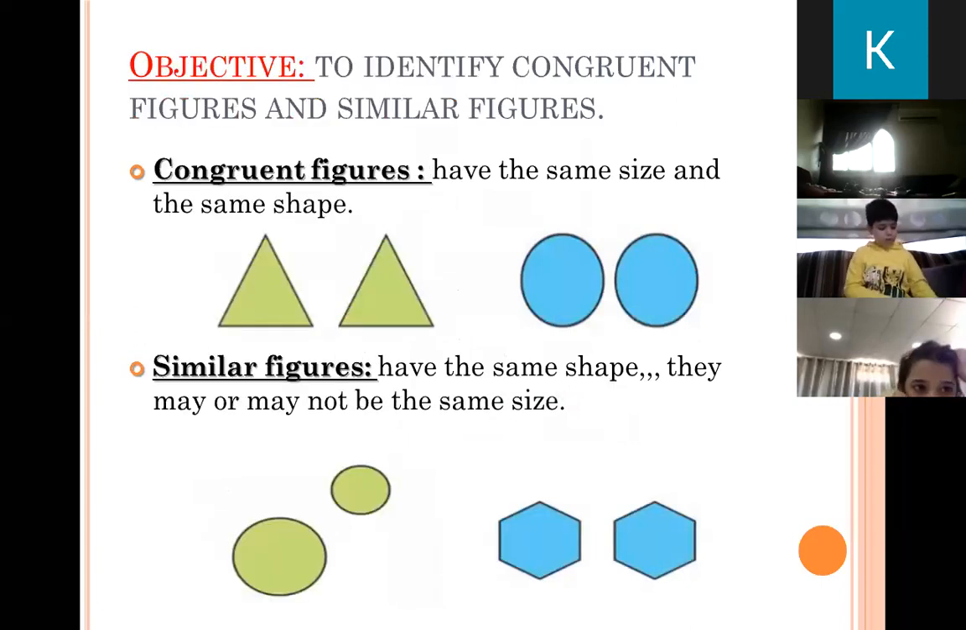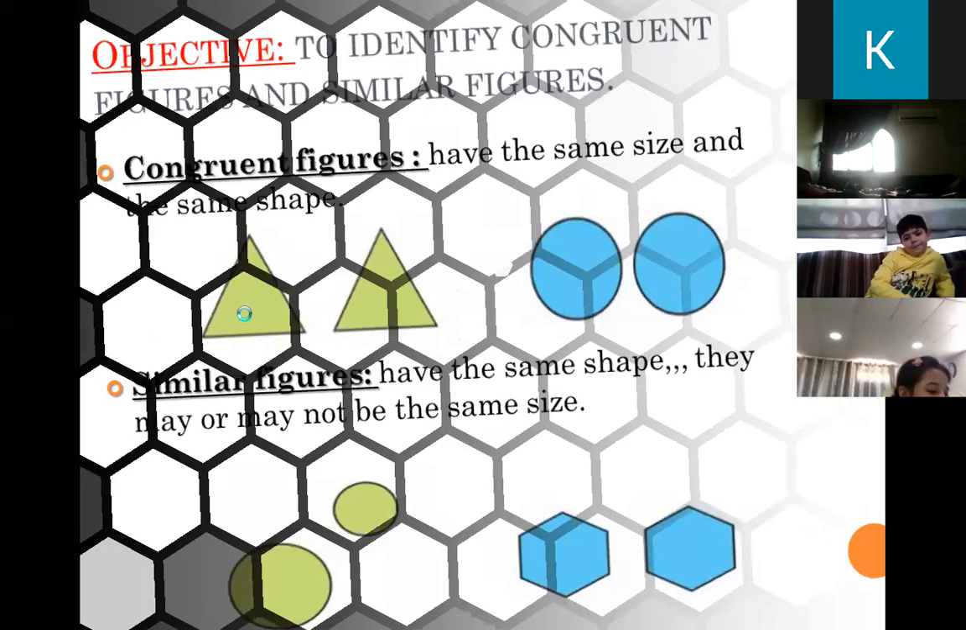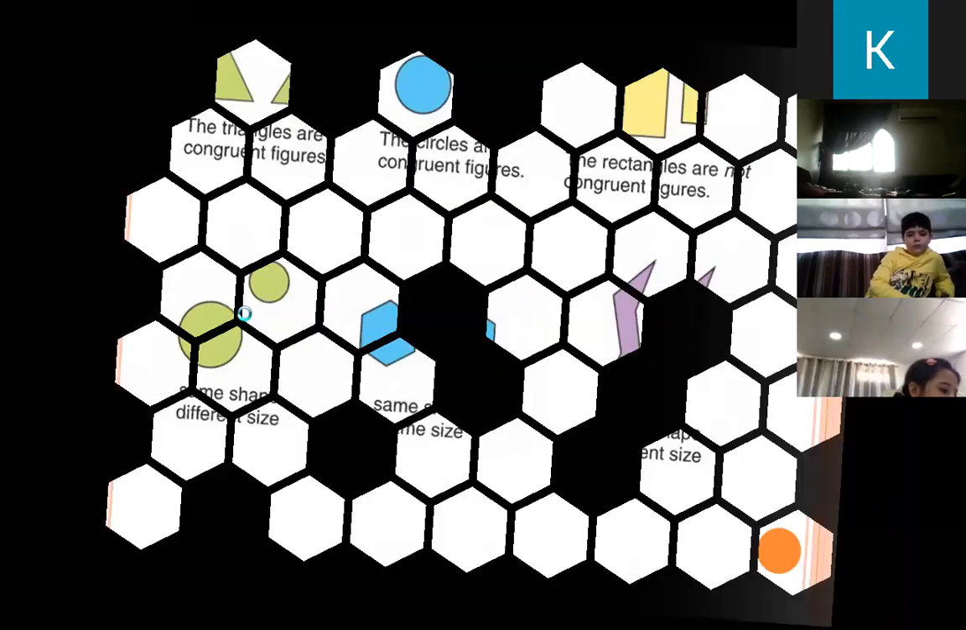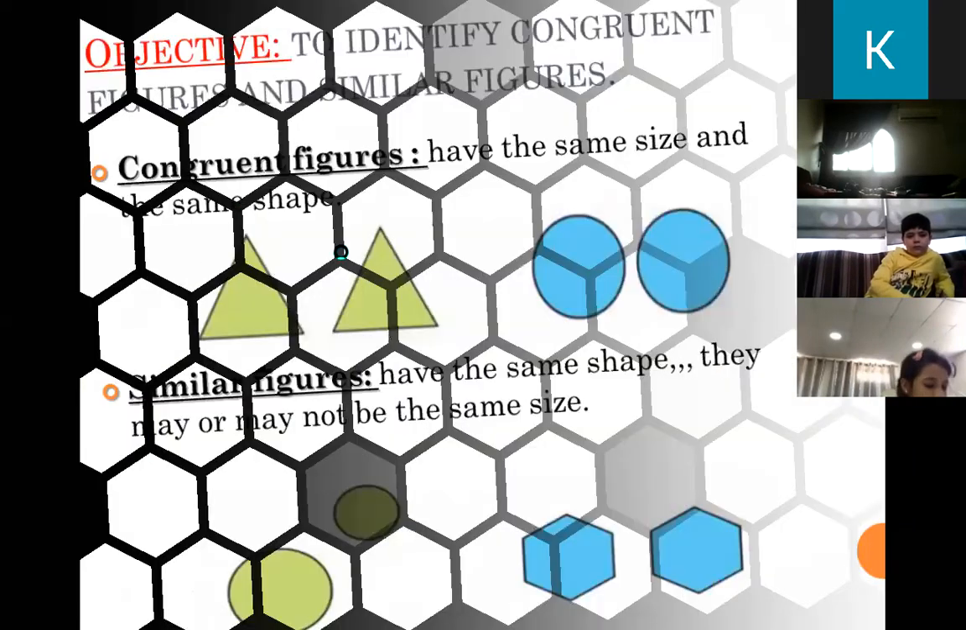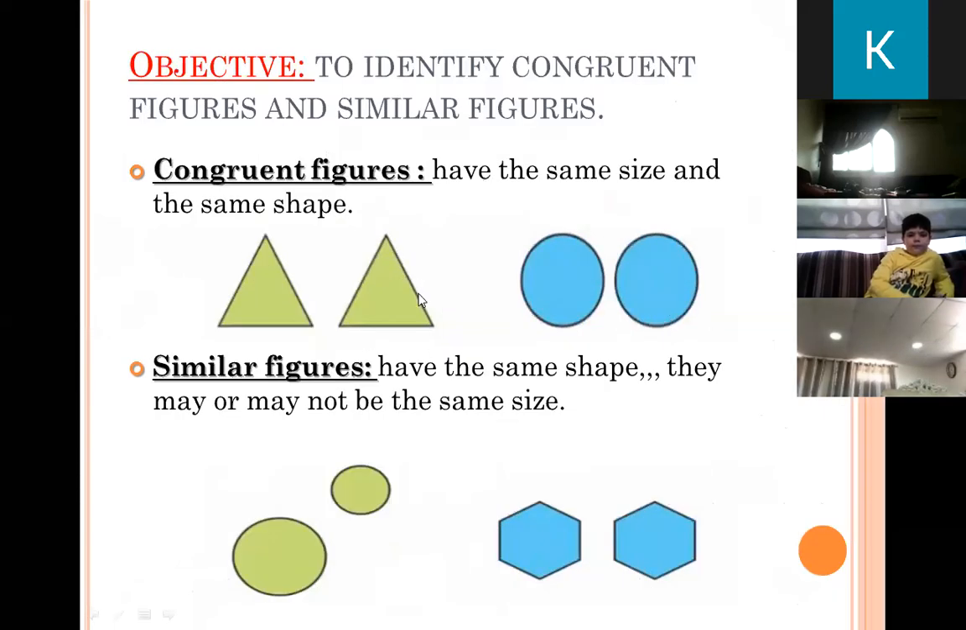Today, our objective is to identify congruent figures and similar figures. Okay, congruent figures and similar figures. Congruent figures have the same size and the same shape. Look here. I have same size and same shape. Here, same size and same shape. Here the same. So congruent figures have the same size and same shape.